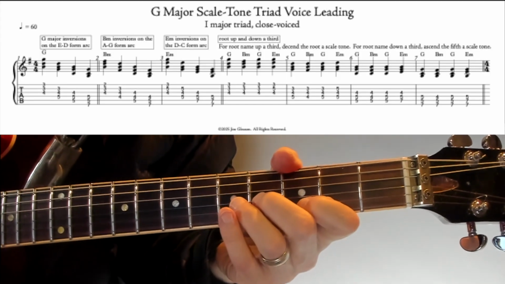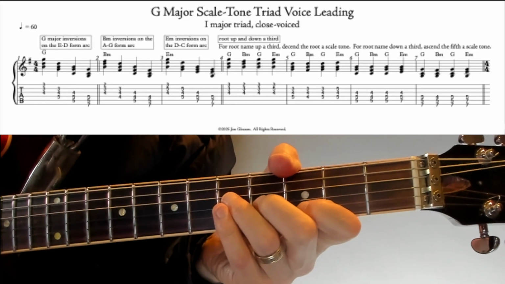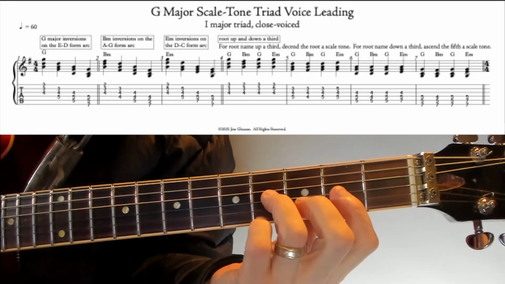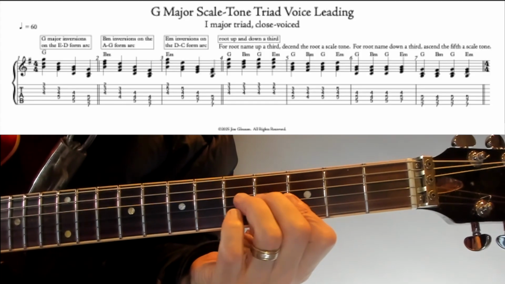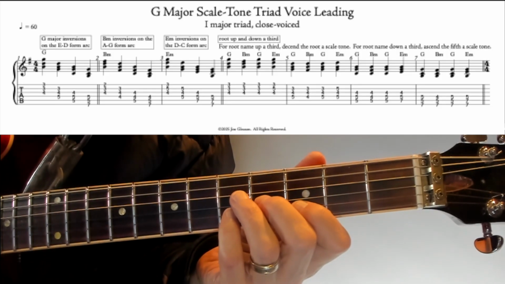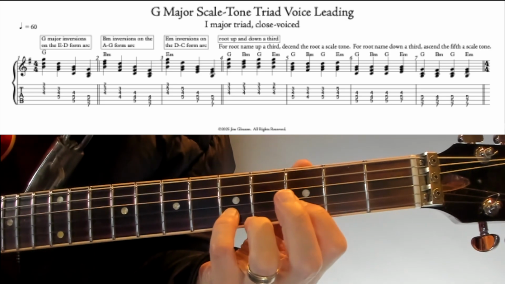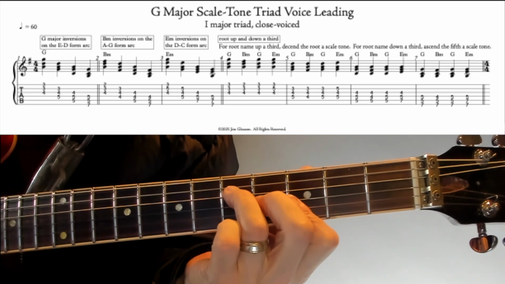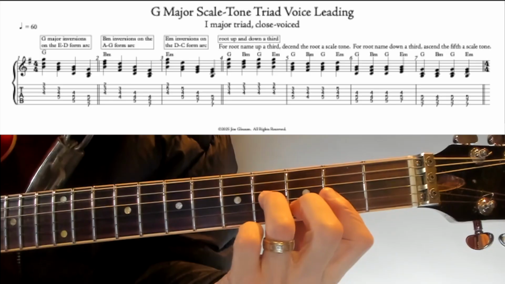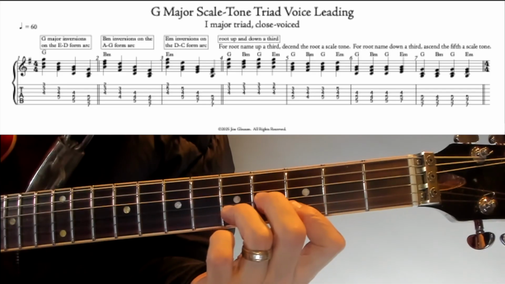Now I'll put all these together and play the root movement. For root name up a third, such as G to B, the voice leading is that the root goes down a scale step. For the root name going down a third, like G to E, G, F sharp, E is 3 letters, the 5th of the chord goes up a scale step, up a scale tone. So those 4 chords are G, B minor, taking the root down a scale step, and back to G, and then E minor, taking the 5th up a scale step.